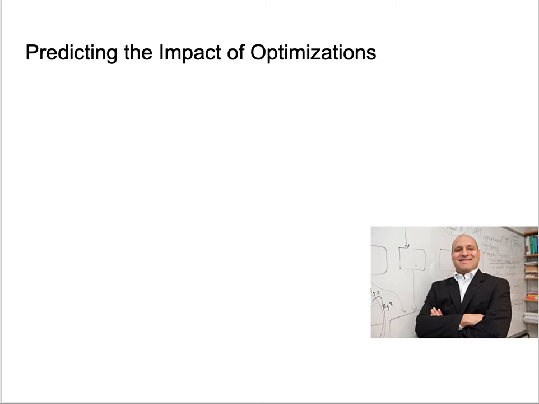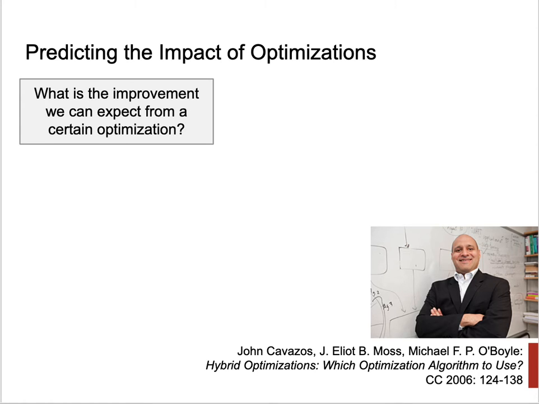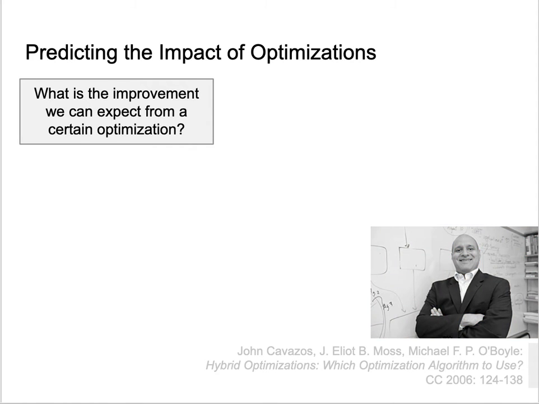In the last class, we saw that John Cavazos designed techniques to choose the best optimization to compile a particular Java method. He published some of these findings in his paper, Hybrid Optimizations: which optimization algorithm to use. That was in 2006. Key to determine the best optimization or the best sequence of optimizations for a certain method is the ability to predict the improvement of different optimizations.